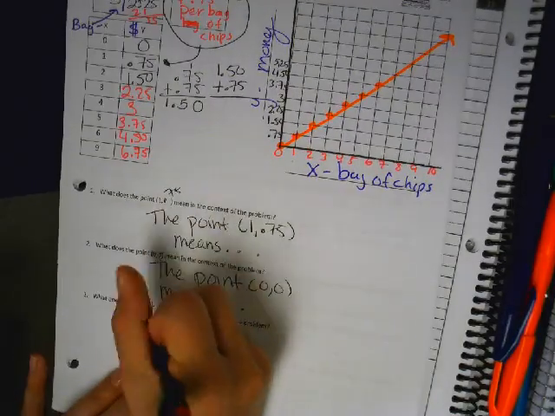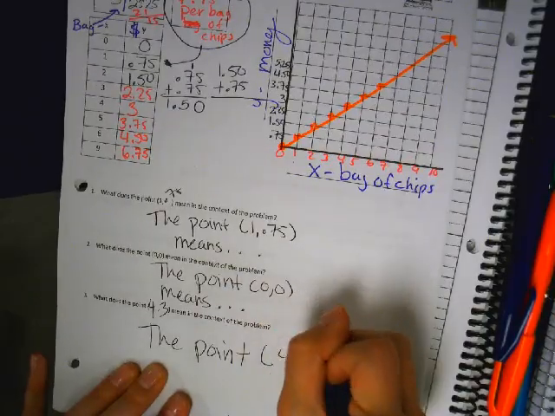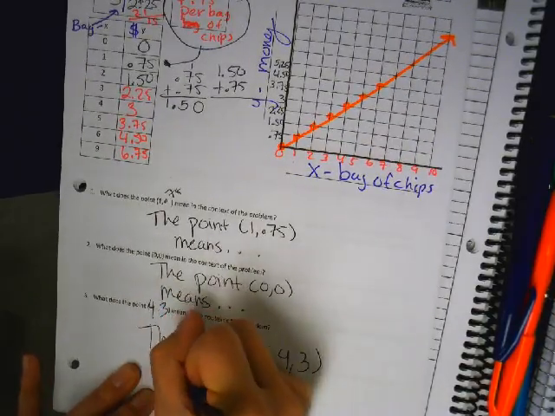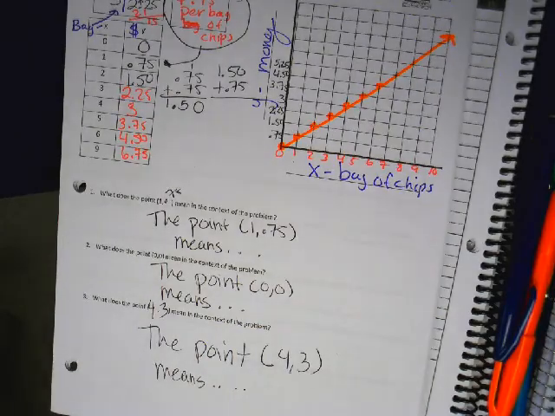Hey, that's what I did. Really? Miss, I used 2 instead of 3. That's fine. Okay, the .43 means... You finish it. You gotta finish it.